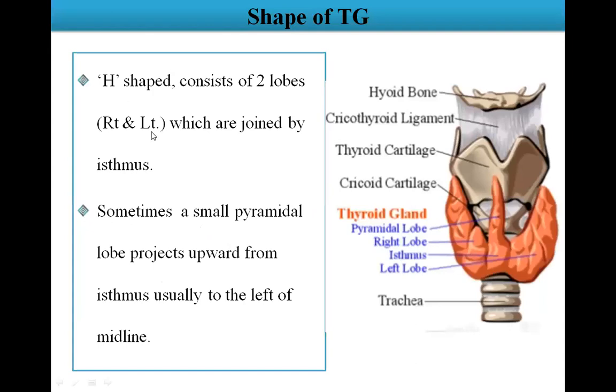Shape of the thyroid gland. The thyroid gland is H-shaped and consists of two lobes, right and left, which are joined by the isthmus. So here you can see the right and the left lobe, and the connecting part in the middle is the isthmus. Sometimes a small pyramidal lobe projects upward from the isthmus, usually to the left of the midline.